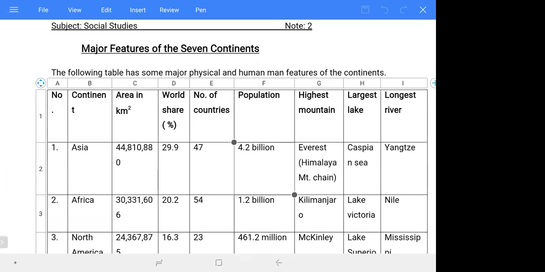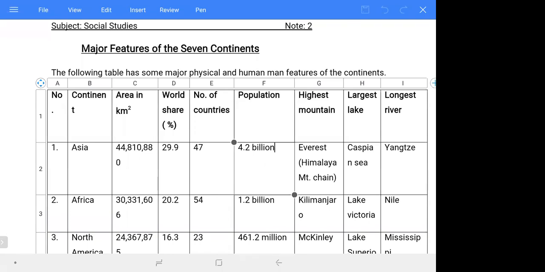So the first continent, as you can see from the table, is Asia. The table has the area, the world share, or the share of the continent from the total in the world, the number of countries, the population in each of the continents, the highest mountain, largest lake, and longest river.